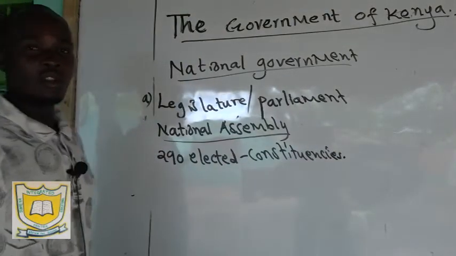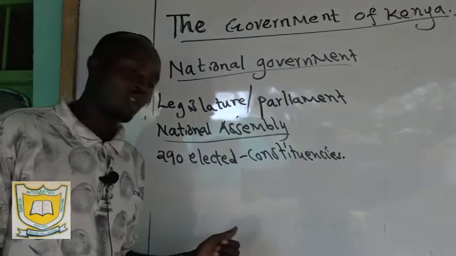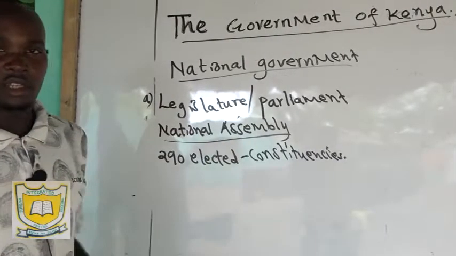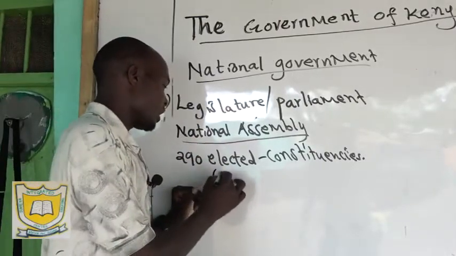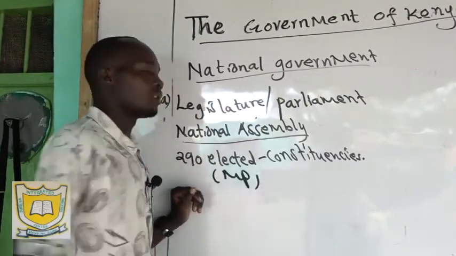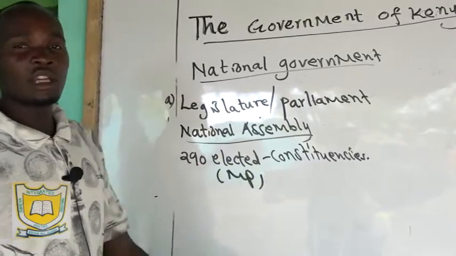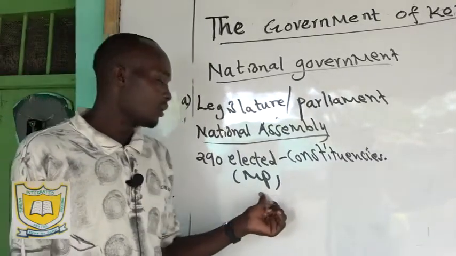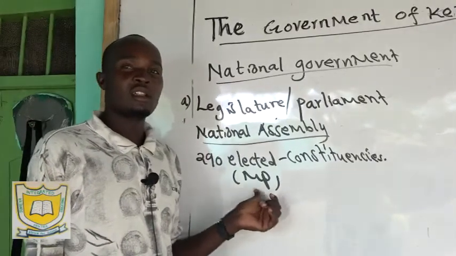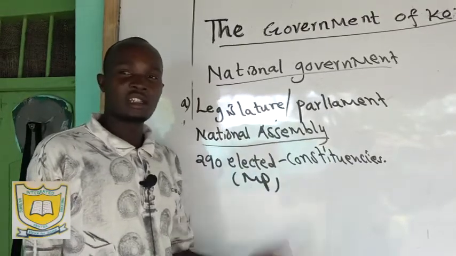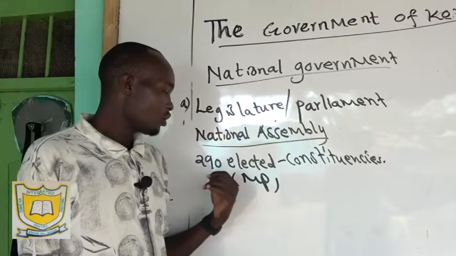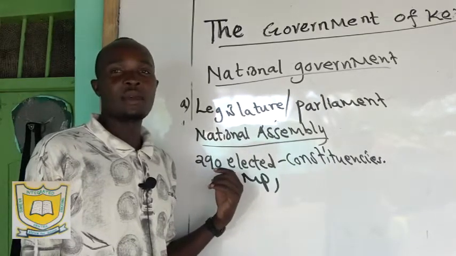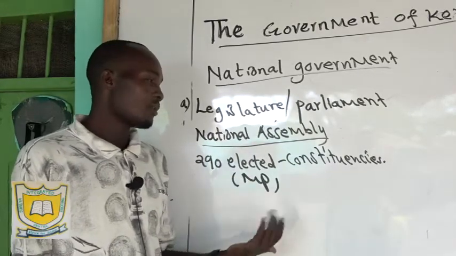Yeah. So we have 290 because we have 290 constituencies in Kenya. The members who are elected, we call them the MPs, members of parliament. Like when you talk about Garissa Township, then you are looking at somebody like Honorable Aden Duale, who is the MP who represents the Garissa Township constituency at the Garissa County here. So it's one of the elected members. So that's what you're talking about, the MP.